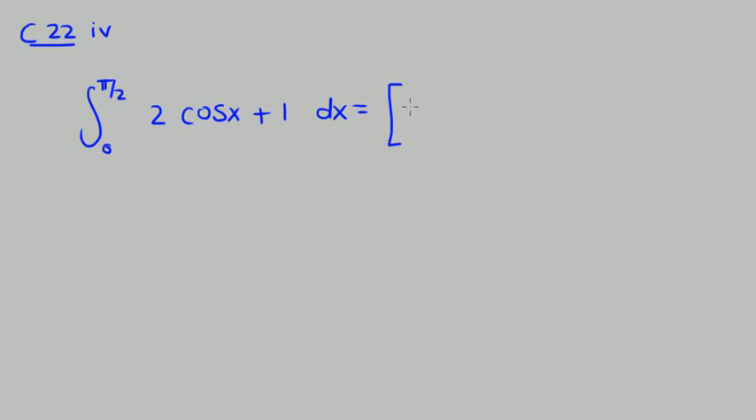So the next question is question 22, just before. We have pi over 2 and 0 for our interval. We have 2 cosine x plus 1 to integrate in terms of x. So when we integrate our cosine x, we're going to get sine x. And when we integrate our 1, we just get x.